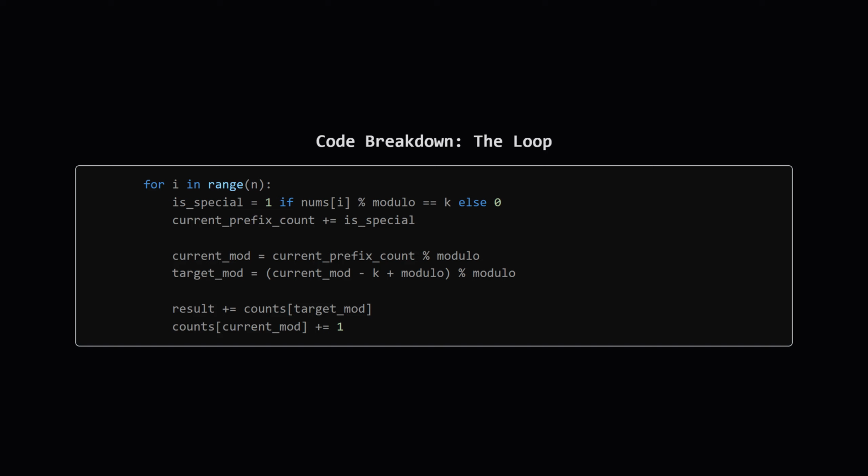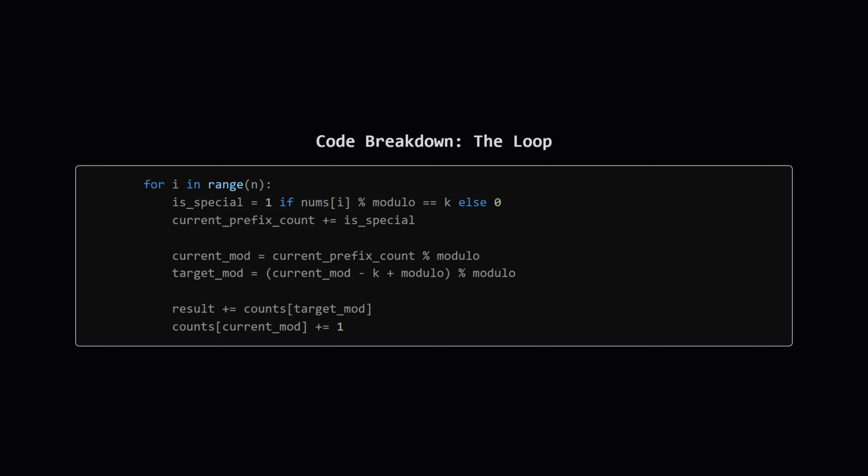Now, the main part, the loop. For each number num in our input list, we first check: does num % modulo equal k? We store 1 if it does, 0 if it doesn't. We add this 1 or 0 to our current_prefix_count. Then we calculate the two important modulo values: current_mod, based on the current_prefix_count, and target_mod, based on current_mod and k.